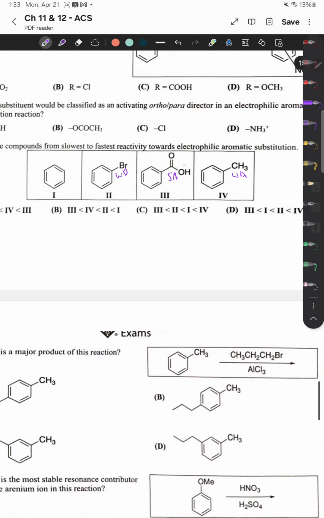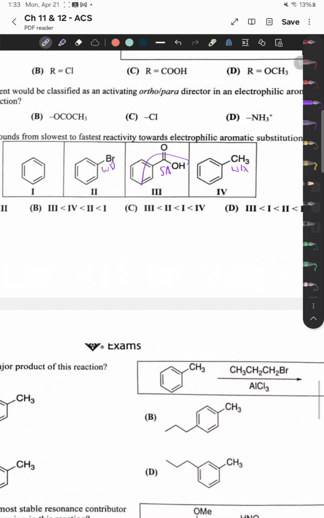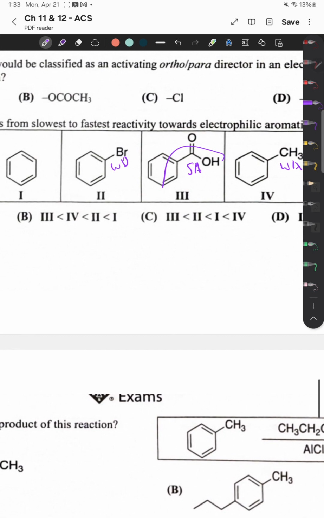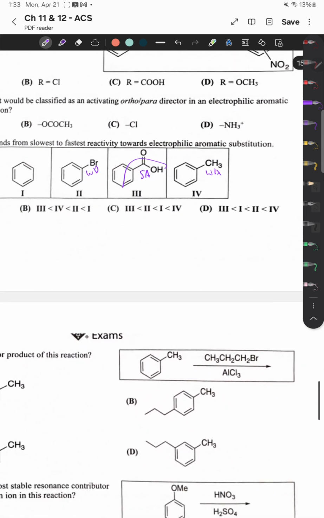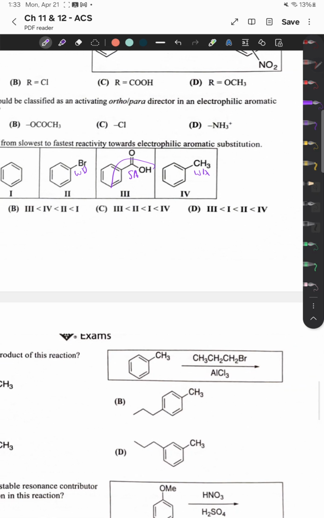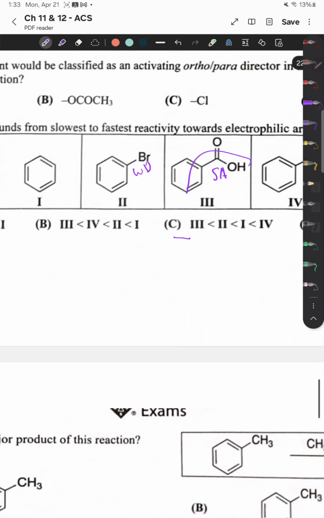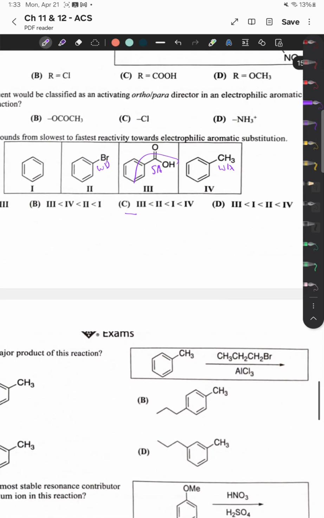Now let's compare this weak deactivator and this weak activator. Bromine has a super strong inductive effect, meanwhile the methyl doesn't really do much. It lets things happen slowly. It doesn't really push for things to happen. Bromine would have a higher priority, so bromine would be in second place. Which leaves only C as our option, so we could cross out both of these.